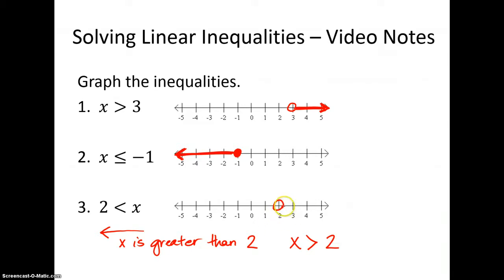So it's an open circle because it's not or equal to like it was on number 2, and we want greater than, so we are shading to the right.